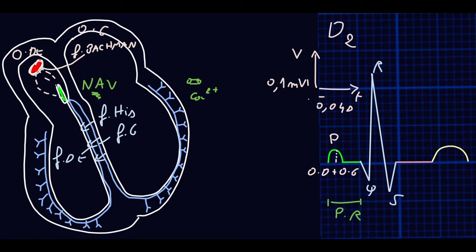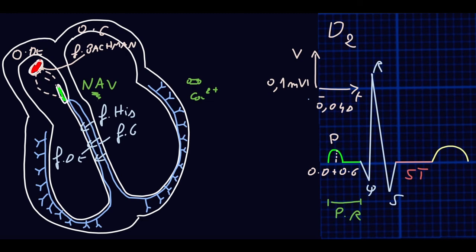After this, the ECG will record a period without electrical signal called the ST segment. During this period, the ventricle contracts to pump blood to the aorta and the pulmonary artery.